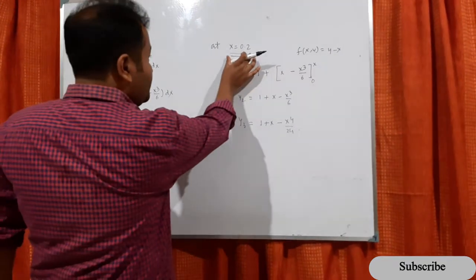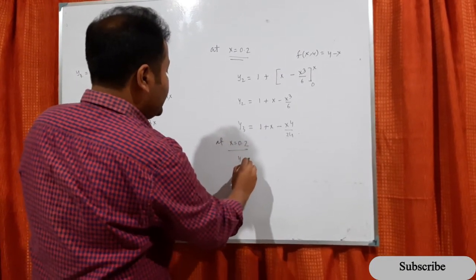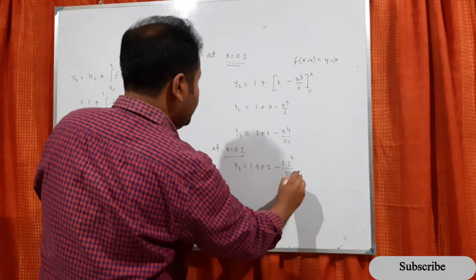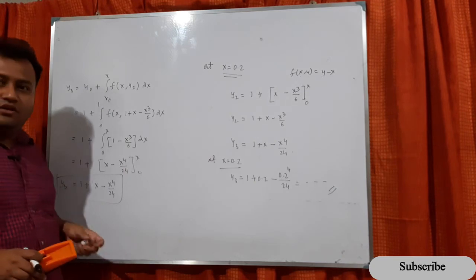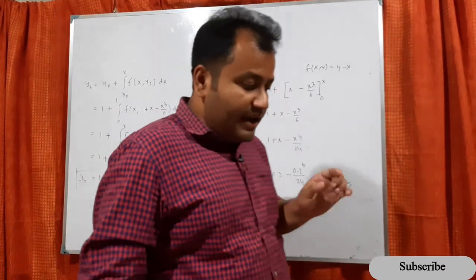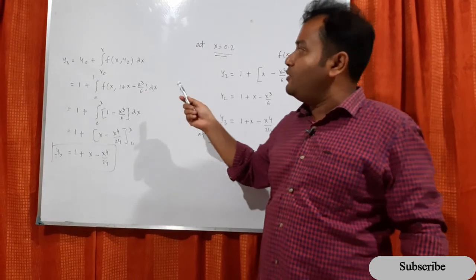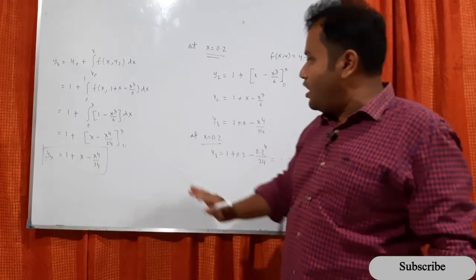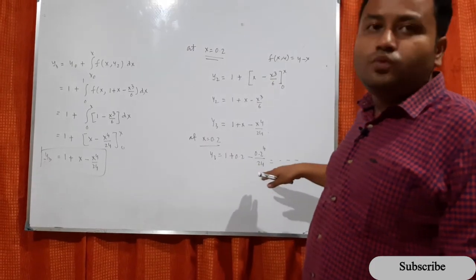So now what we have to find? At x equals 0.2. So at x equals 0.2, y3 will be 1 plus 0.2 minus 0.2 to the power 4 by 24, and you get the desired answer. So that is the Picard method. What is basically the Picard method is that it is an iterative method. Initially we use the initial condition, and we get the iterative formula. From y0 we get y1, from y1 we get y2, and so on. You can do the first 3 to 4 steps, and then you can put in whichever particular value you want.